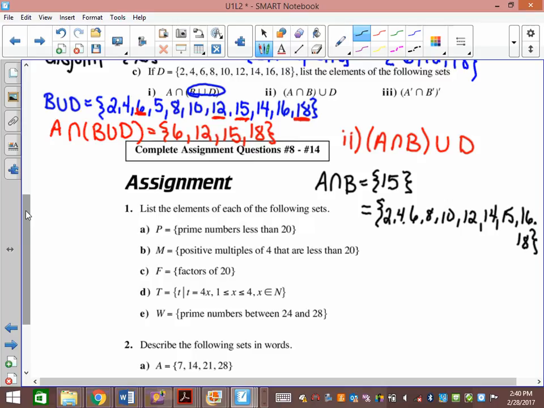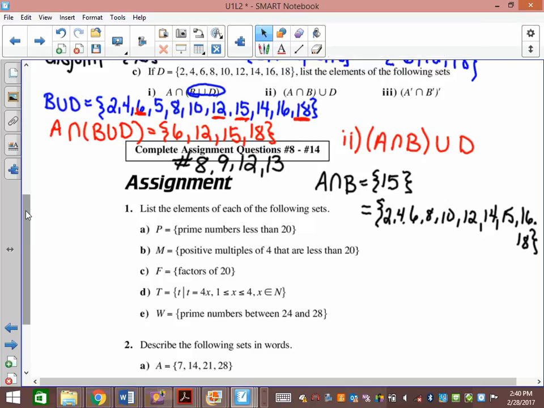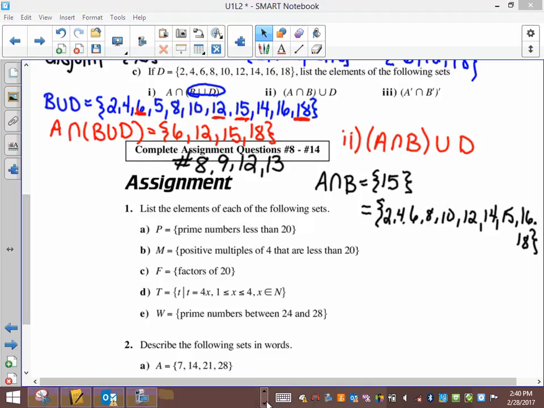Okay? Your homework then, following those pages, you're going to do numbers 8 and 9, 12 and 13. So numbers 1 to 7, or technically I guess 1 to 9, 12 and 13. On page 12.